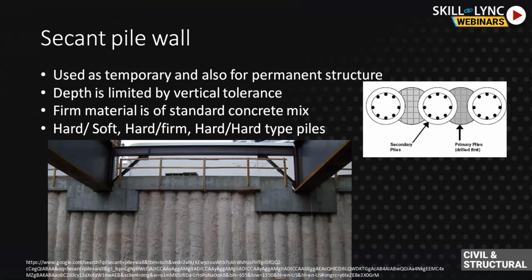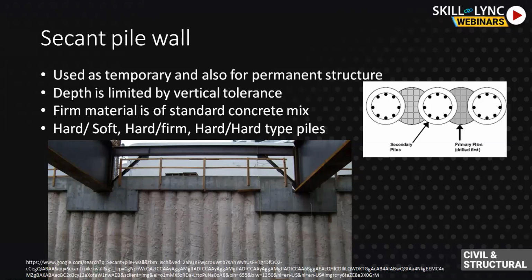Here, hard-soft, hard-firm or hard-hard type means the first one, the primary pile, can be soft, firm or hard. Generally it is sometimes without reinforcement, mostly for soft and firm. Only for the hard type, the reinforcement is placed. The reinforcement for the hard type can be rectangular, not a circular type as just shown here. It is the secondary pile.